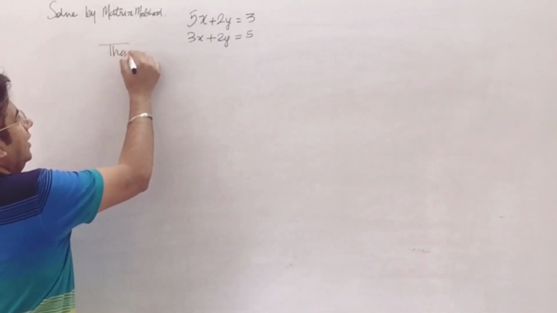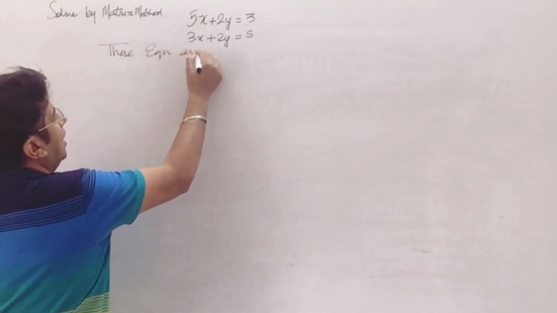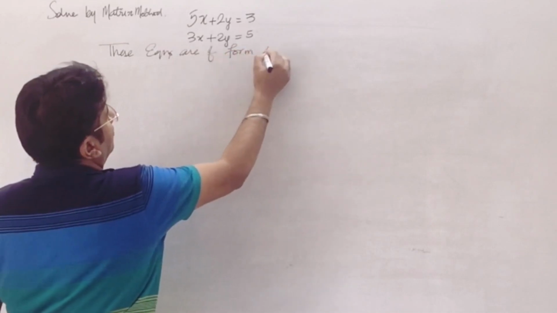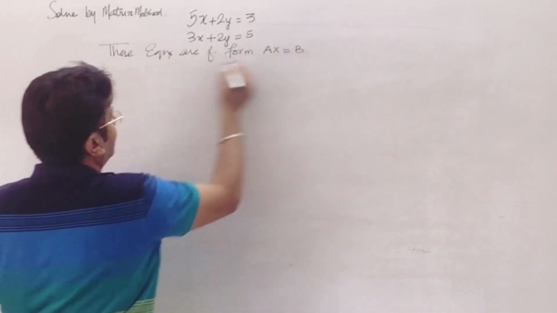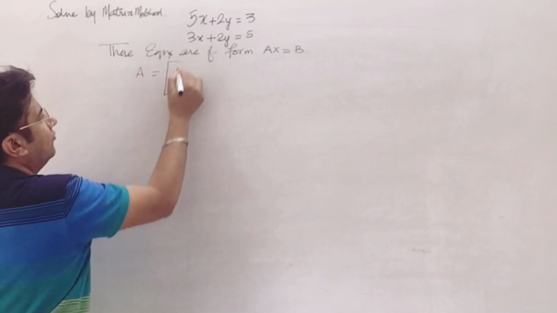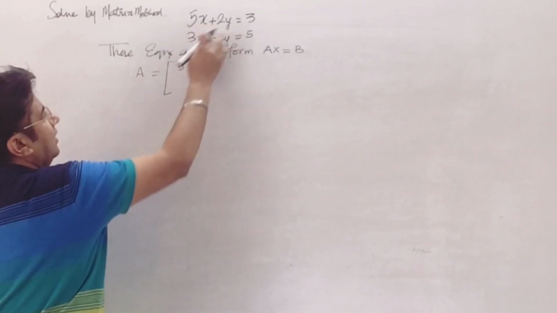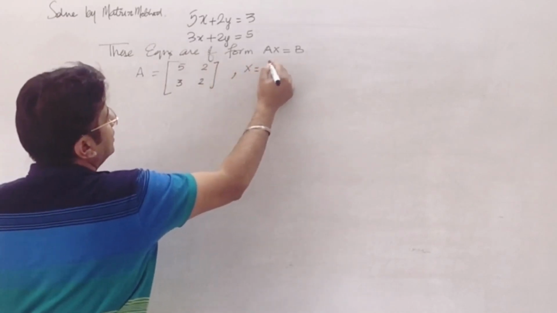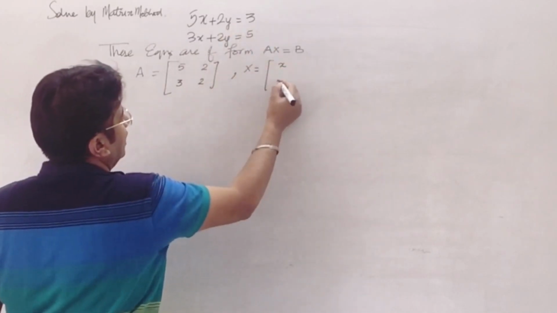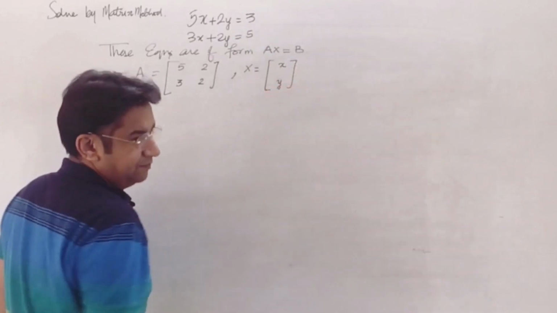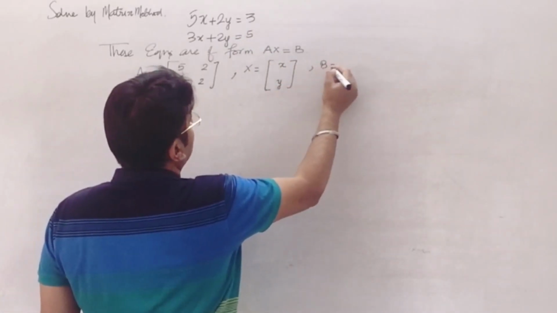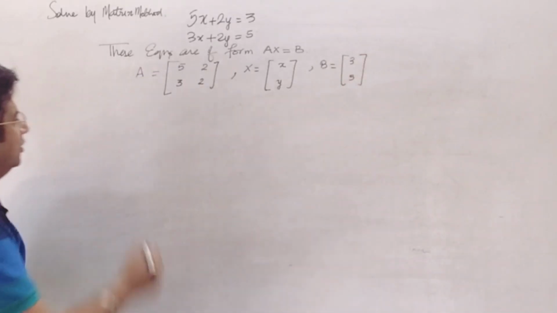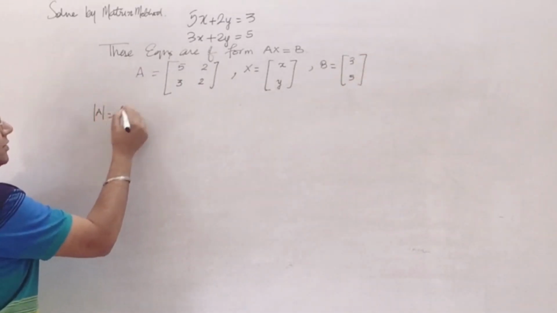First of all, you will write these equations in the form AX is equal to B. What is A? It is the coefficient matrix: 5, 2, 3, 2. And X is the variable matrix. Variables involved are x, y. And what is B? It is the constant matrix: 3, 5.